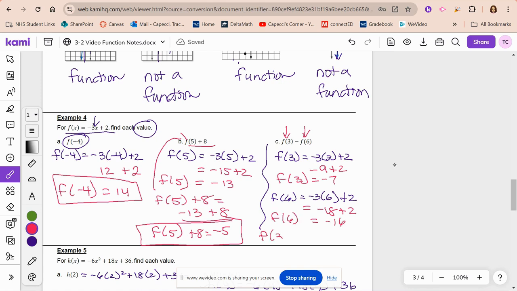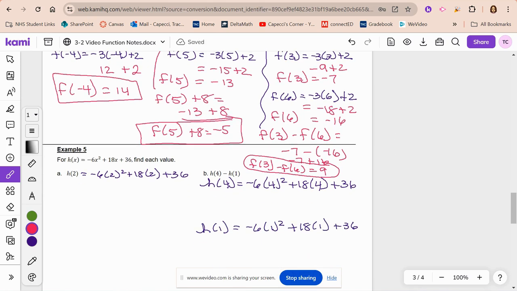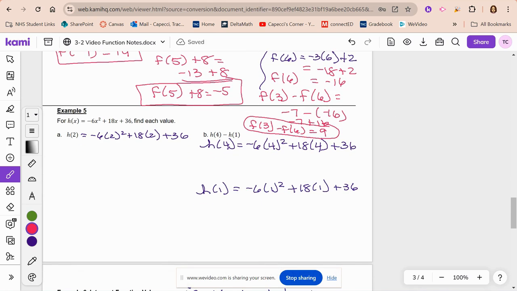So if I do f of 3 minus f of 6, I get -7 minus -16. So that's going to end up being -7 plus 16. So I'm going to have f of 3 minus f of 6 is equal to +9. Okay? All right, let's keep going.